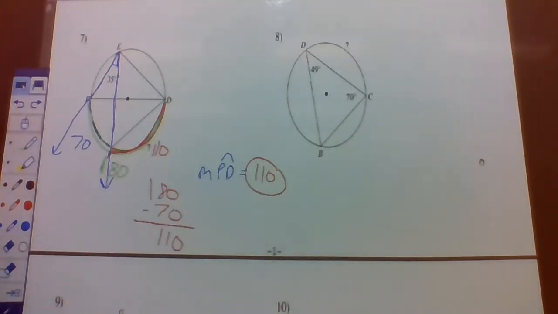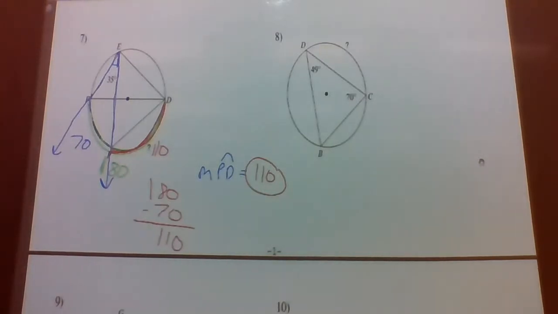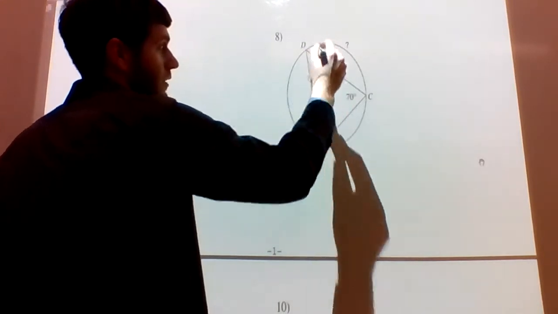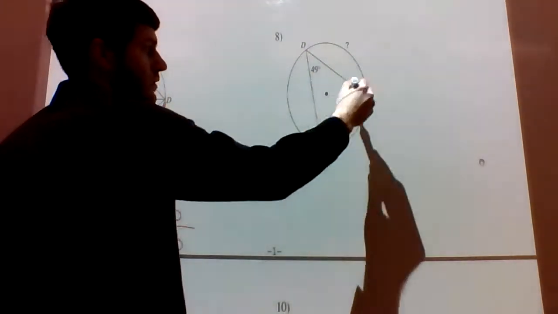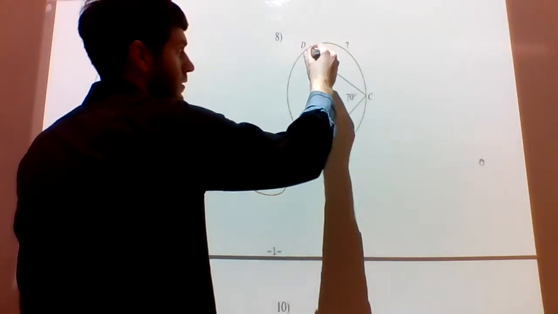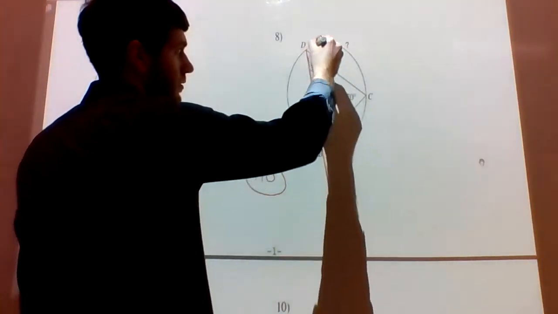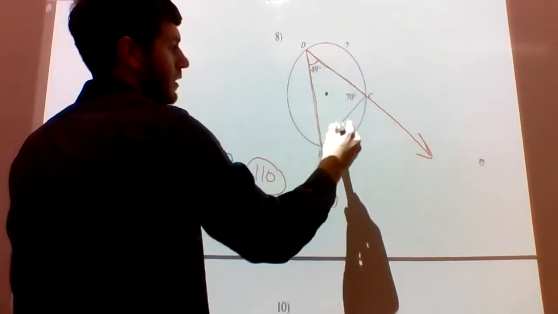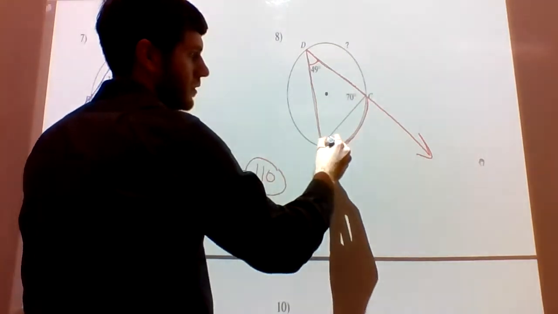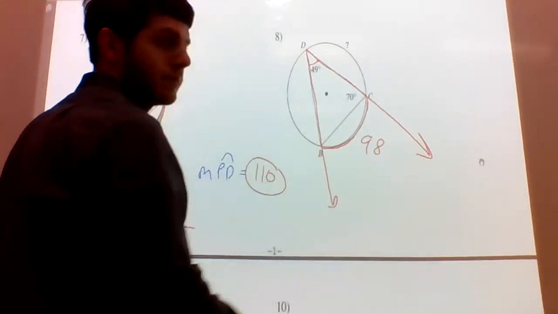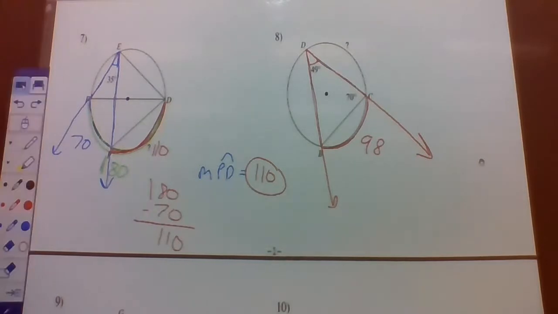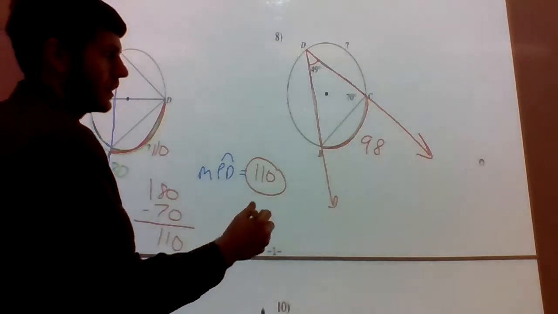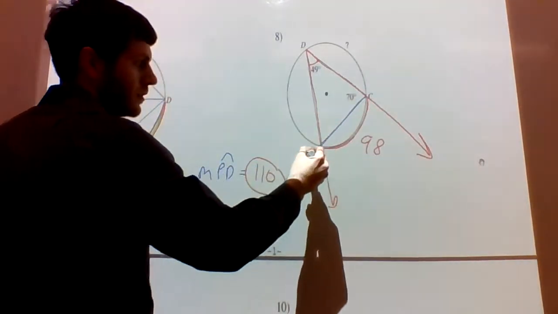Number 8, two different ways we can do number 8. Let's start with the arcs. So D is a point on the circle. If we make an angle, CDB or BDC, here's our angle. It's an inscribed angle, so we know the measure of the arc is going to be 98. We use blue here.